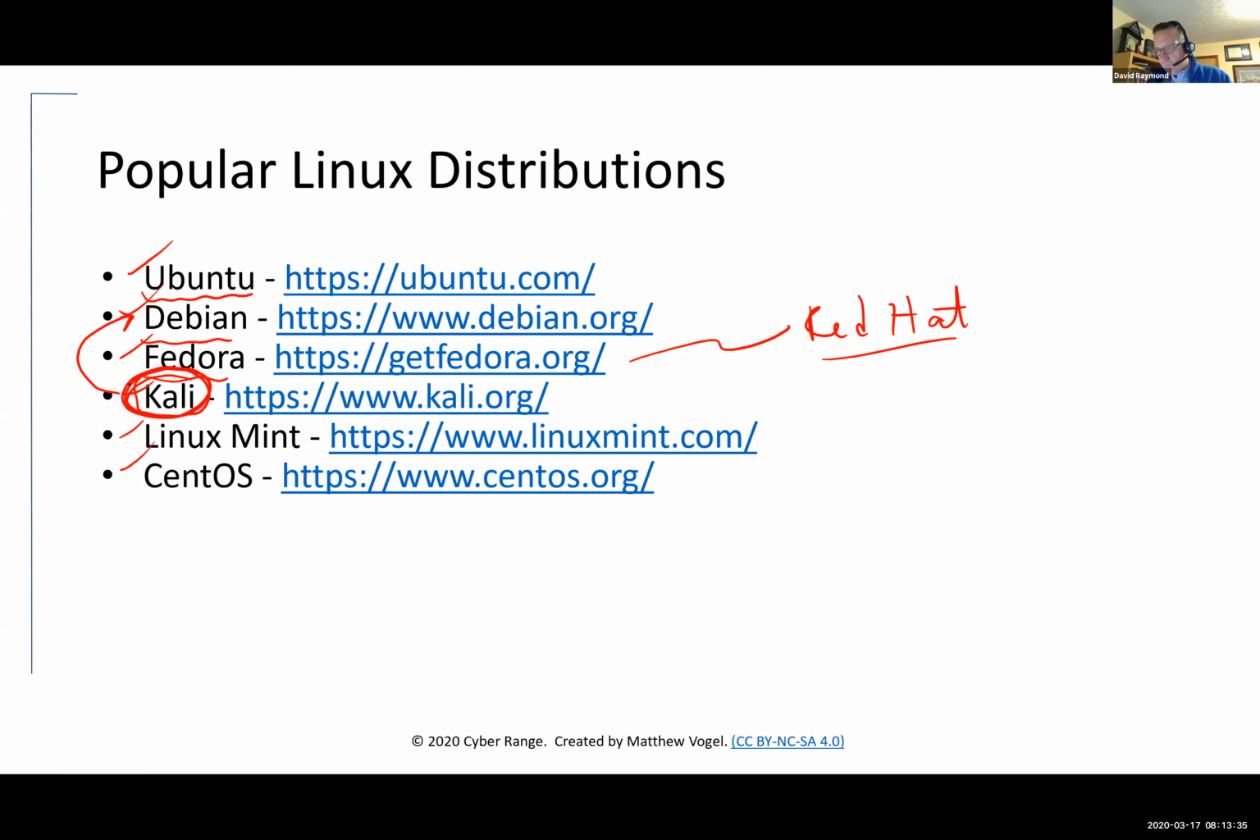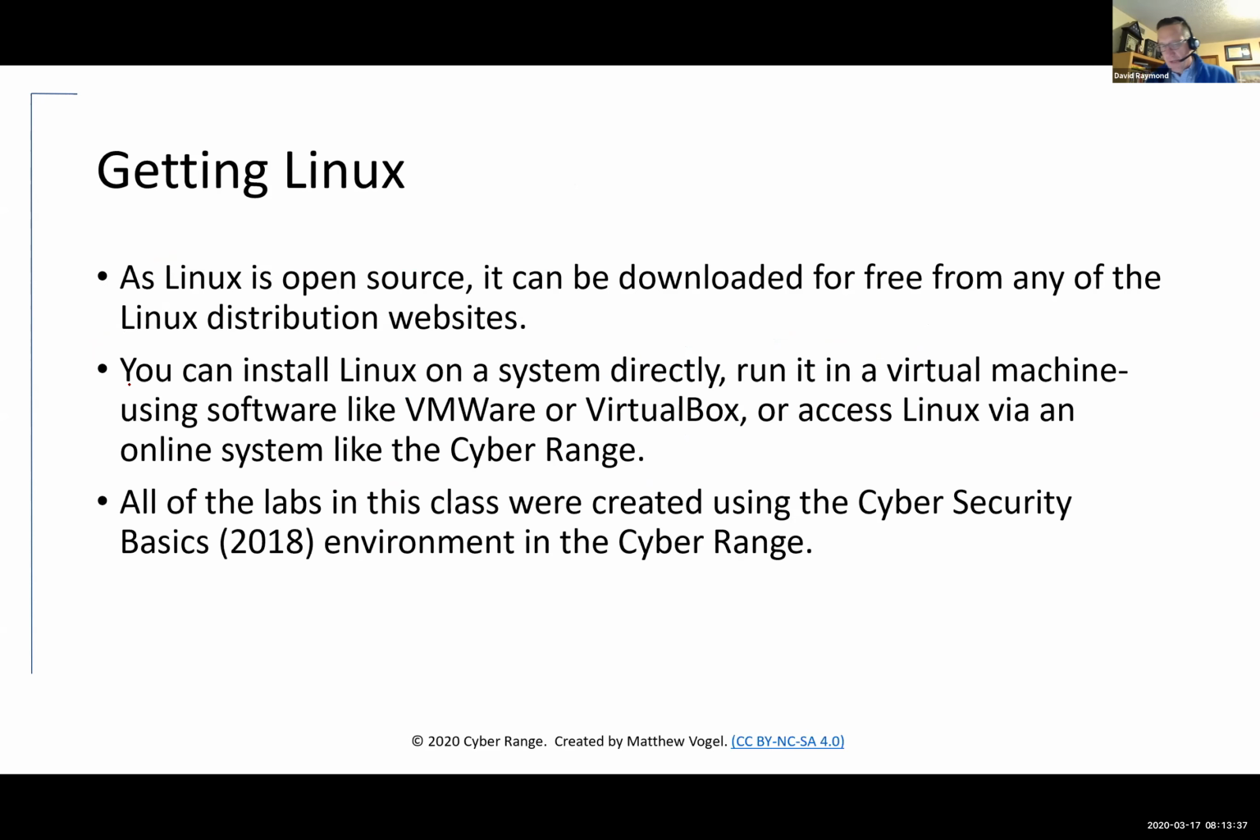Okay, so how do I get Linux? It can be downloaded, right? I just provided that list of URLs to different websites of different distributions. You can download Linux from one of those websites, and then you can install it directly on your computer, or you can install it in a virtual machine. There's software called VMware, which is commercial software that you can use to run virtual machines.